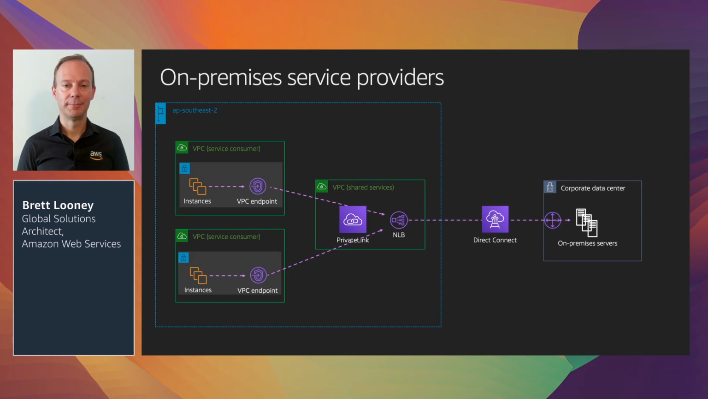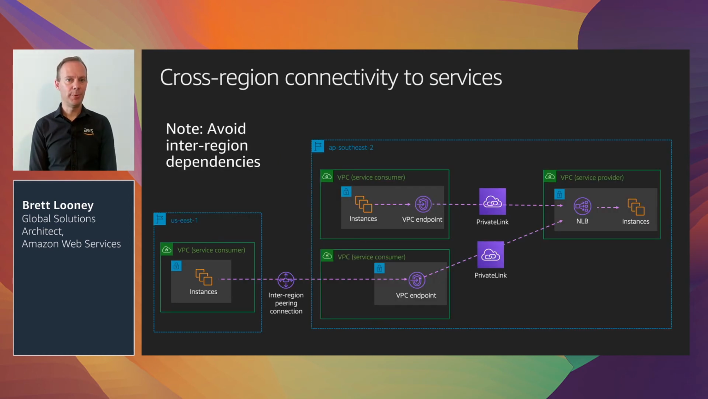again via Direct Connect or via VPN. In this example, we have a consumer VPC in one region and provider VPCs in a different region. We can use cross-region VPC peering to connect two VPCs together and then allow the VPC, in this case in US East 1, to connect to something in AP Southeast 2 to consume that service.